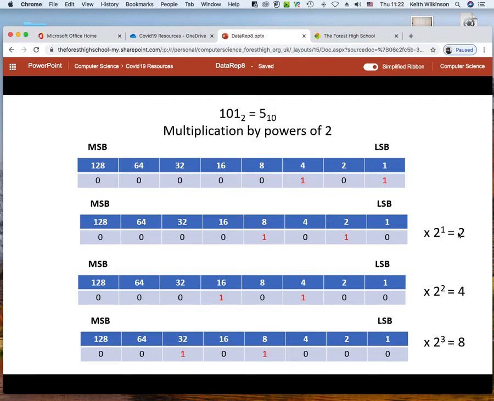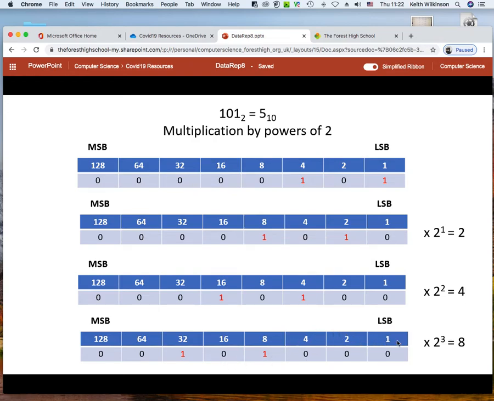Well, 5 times 2 is 10, and we can see that here. We've got an 8 and a 2, which gives us 10. If I was to start off with this pattern and multiply it by 4, which is moving it 2 spaces to the left, I would get a 16 and a 4. Add those two together, I've got 20. So 5 times 4 is 20.